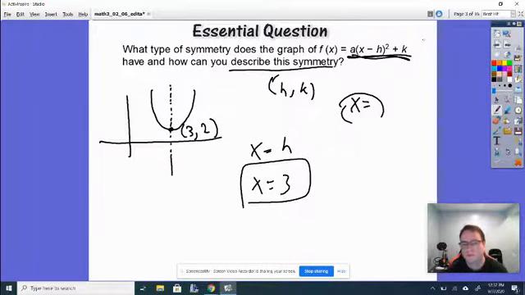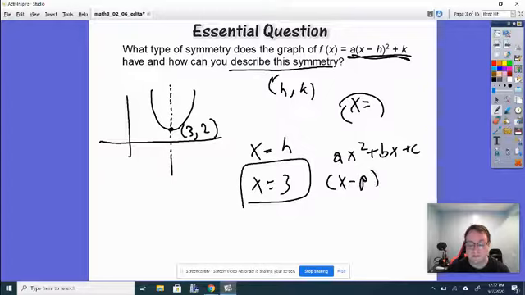We're going to be looking at vertex form today. We're going to be looking at standard form. Remember, standard form is ax squared plus bx plus c. And we're also going to be looking at what we call x-intercept or factored form. So x minus p, x minus q.